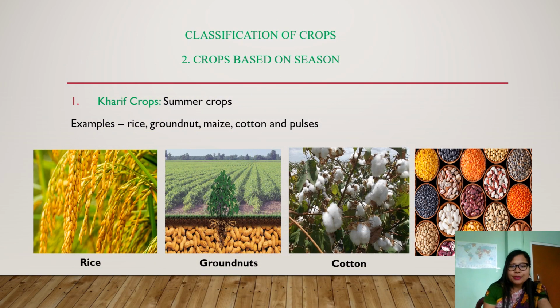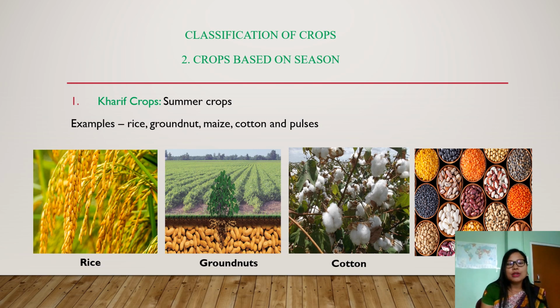Our second classification of crops is based on season. Do we get to eat fruits like lychee and berry throughout the year? No, right? We only get to eat these fruits in a particular season. Can you guess what fruits we get during this current season? We get to eat watermelon, mango, and so on, isn't it? These crops are also classified based on the season. They are classified as kharif crops and rabi crops.